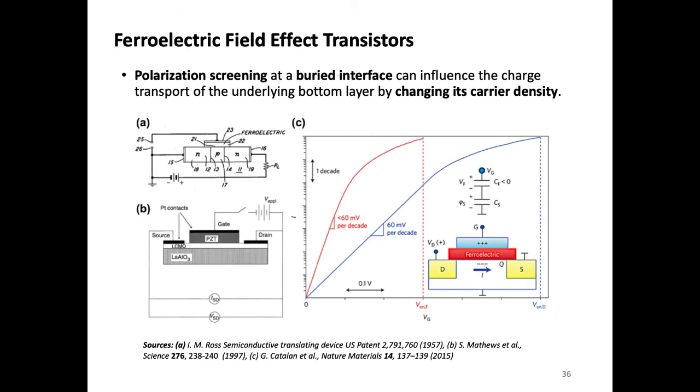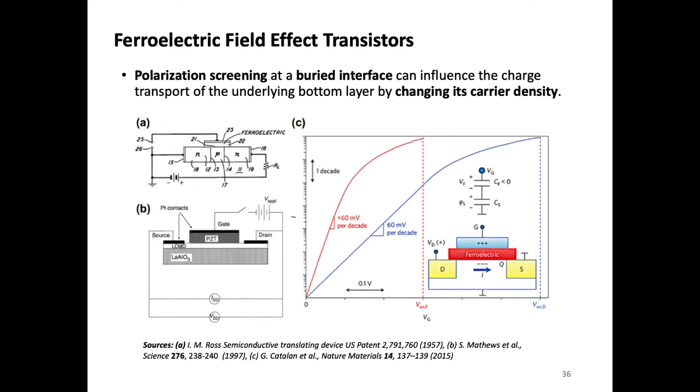So with this knowledge, we can then think of interesting devices, and one example is ferroelectric field effect transistors. Polarization screening at a buried interface can influence the charge transport of the underlying bottom layer by changing its carrier density, and therefore in 1957 Ross patented this, which I think has expired because it was a very long time ago.